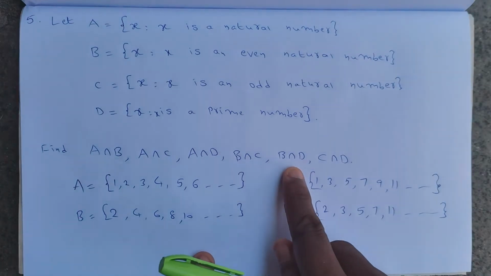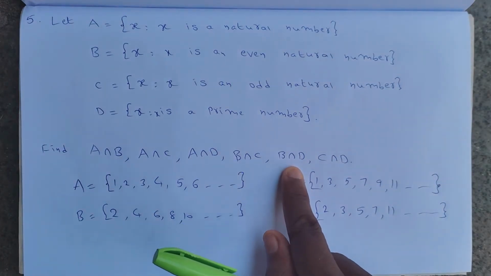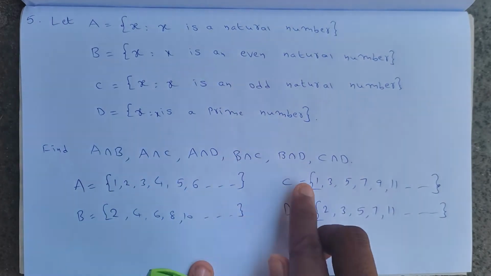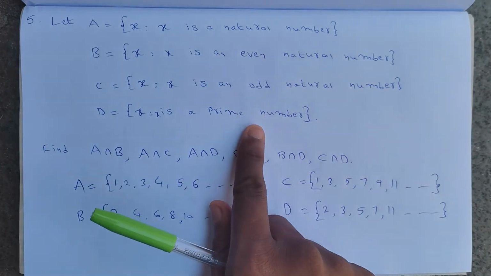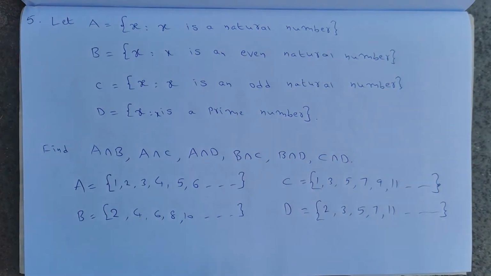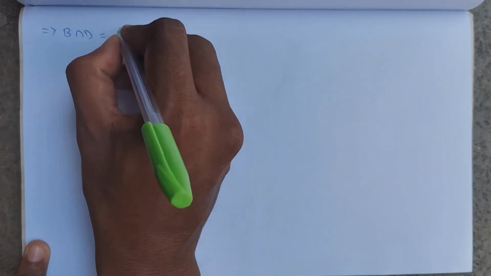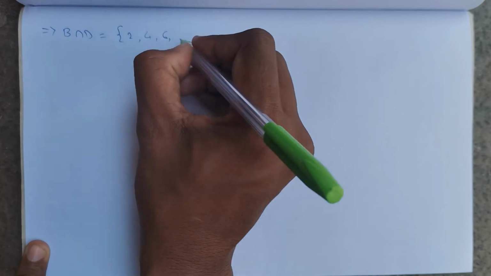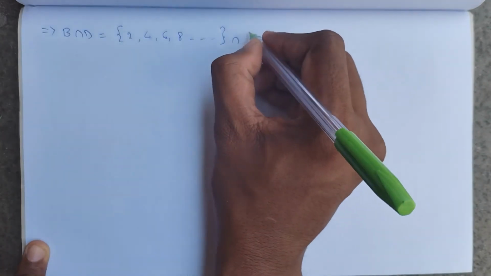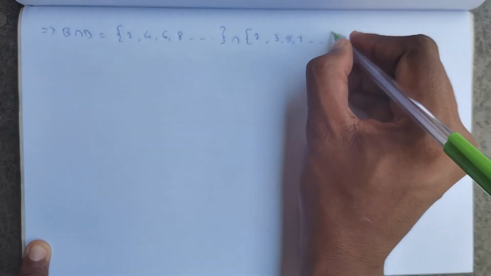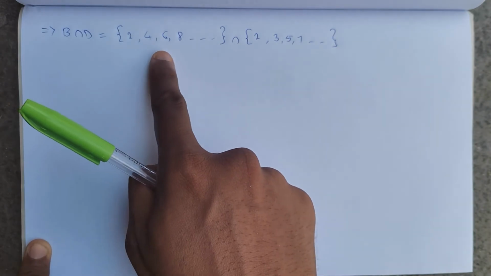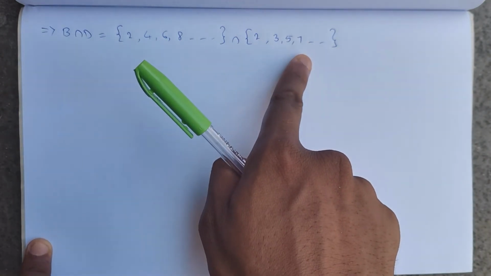Next one, find B intersection D. Set B is even numbers and set D is prime numbers. In the total even numbers list as well as the prime numbers list, which are the common elements we have? We are finding B intersection D. B is the total even numbers and so on. D is prime numbers 2, 3, 5, 7 and so on.